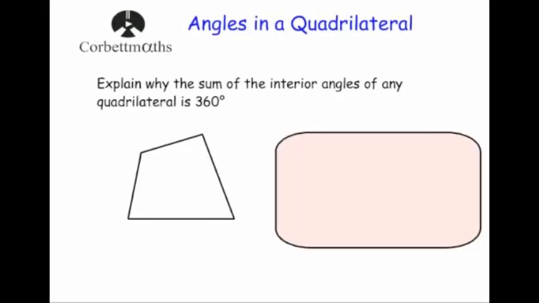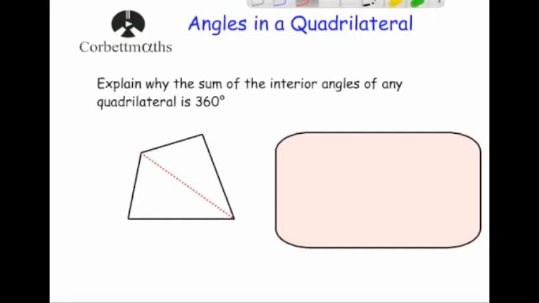Now in this question, we've been asked to explain why the sum of the 4 angles add together to give you 360 degrees, or why the sum of the interior angles of any quadrilateral is 360 degrees. So to do that, what I would recommend you do is cut the quadrilateral into 2 triangles. So you just join up 2 opposite corners.